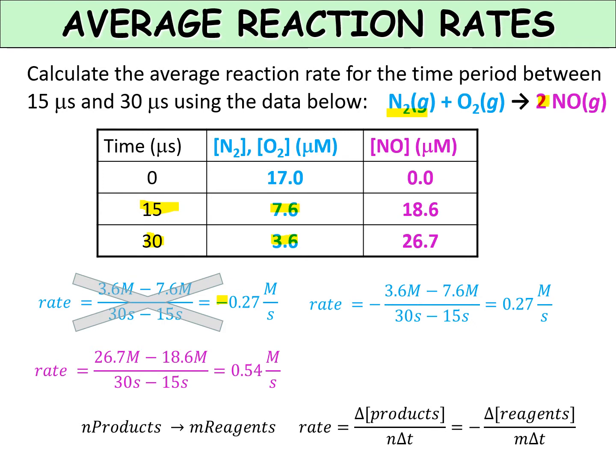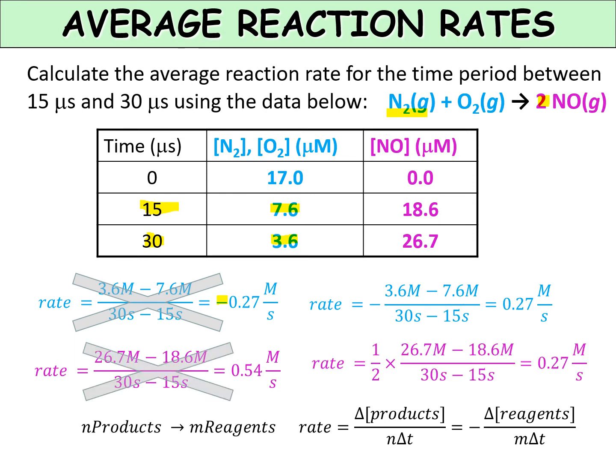So now we do have a positive number, and so we have solved one of the problems. And then if there is a coefficient in front of either a reagent or a product, in this case we have a coefficient of 2 in front of nitrogen monoxide, we are going to divide the rate by that coefficient. So we're going to divide the rate by 2. And by using this little trick, we managed to get 2 identical rates.